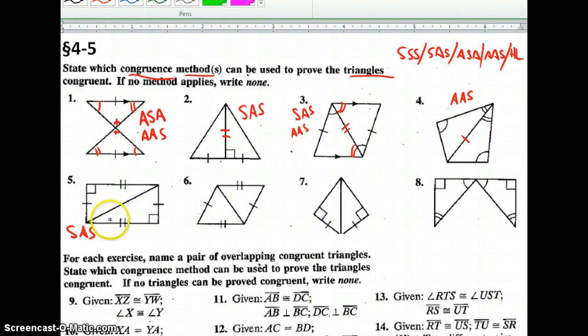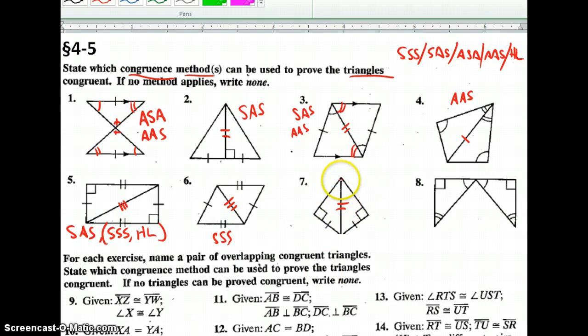You could go reflexive here and go side, side, side, or HL. I don't know. They're not that great. Really, after SSS or SAS is really the best one, because it doesn't require any extra steps. This one requires that reflexive, but again, any way you do it's fine. This one, there's only one way to do that one. This one, again, I have some stuff in the middle.